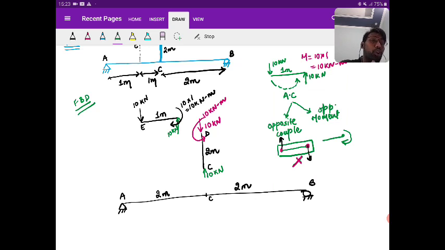Yes. So now on the member DC, there is only one moment, that is 10 kilonewton meter in the anti-clockwise direction, which is unbalanced. Yes or no? So this 10 kilonewton meter of anti-clockwise will be balanced by the 10 kilonewton meter of clockwise that I am going to apply at C.